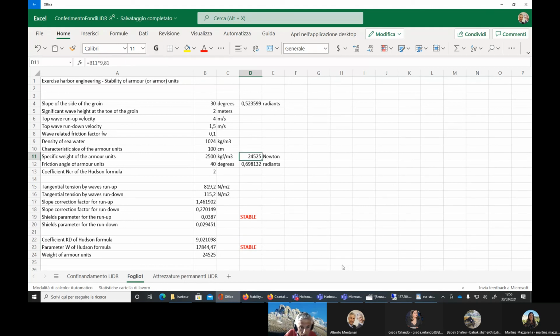Now let's try to make a comparison, and let's try to look at a lower size, like 90 centimeters. You see it's still stable for both. Let's go to 85 centimeters. The Hudson formula says that it's unstable. Let's go to 80 centimeters. Still, only the Hudson formula says that it's unstable. And now if I pass to 75, they are both unstable. Okay, so you see the comparison between the two formulas. I think it is interesting. You don't have to be surprised.